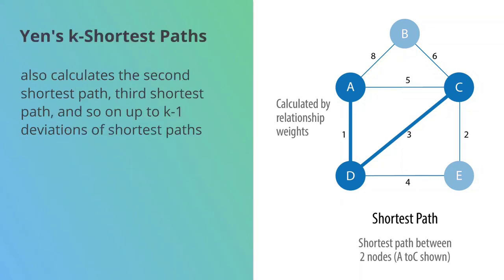Another one is Yen's K shortest path algorithm. Here, instead of just finding the shortest path, we're looking for the second shortest path, the third shortest path, and so on up to a specified value, which we would call the K value. This one's really useful if you want to say, okay, maybe the shortest path that you show me is actually busy, so show me some other routes. Google Maps does this, so you see, here's my shortest path, but actually there are a couple of other ones as well.